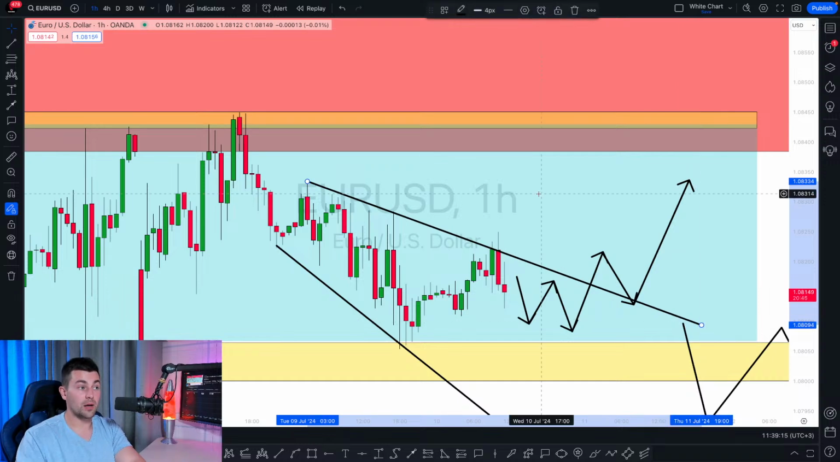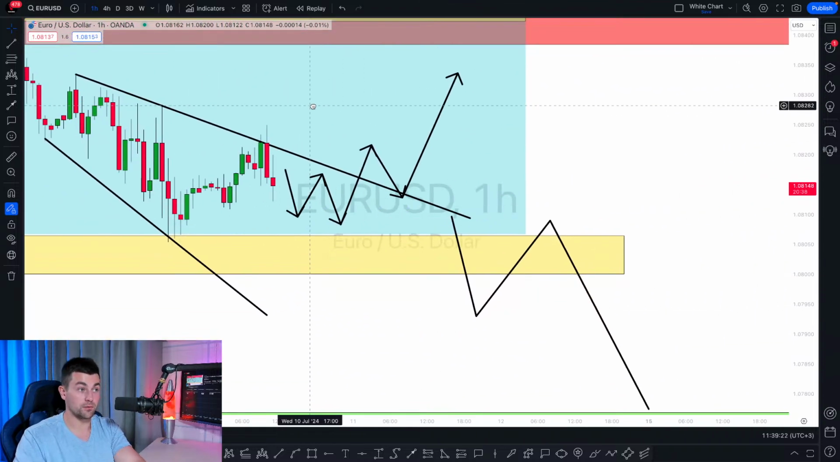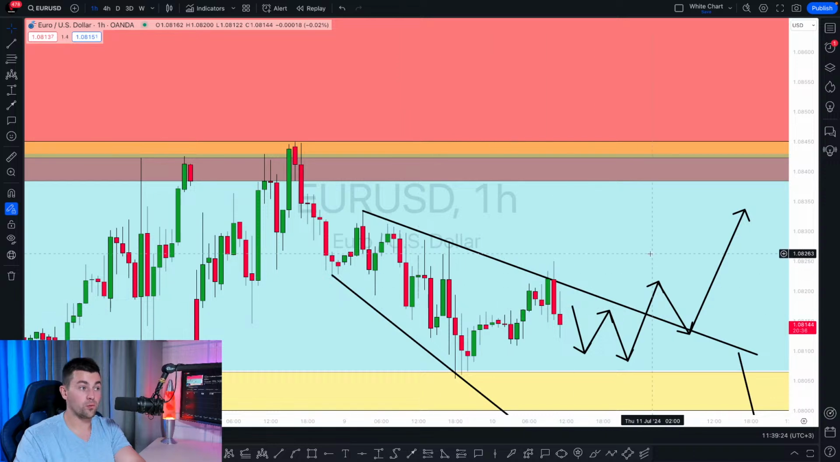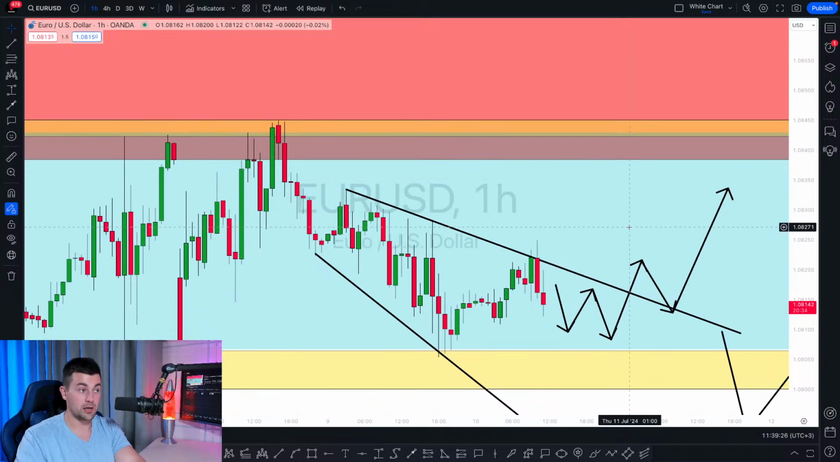So I think that again, Powell's speech today can be the catalyst either for a bearish breakout of the support of the range or for a bullish breakout of the resistance line of that expanding wedge. So wait for the news release and then just follow the market. That is the plan for now for EUR/USD. Now, what will be the next one?